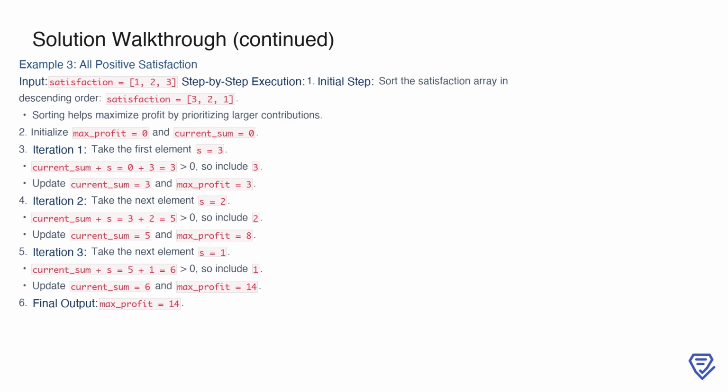In the first iteration, we take the largest value, 3. Adding it to current_sum gives 3, which is positive, so we include it. This updates current_sum to 3 and max_profit to 3. Next, we take the value 2, which brings current_sum to 5. Since this is still positive, we include it, updating max_profit to 8. Finally, we take the value 1, increasing current_sum to 6 and max_profit to 14. Since all the values contribute positively, the loop completes, and the final output is a max_profit of 14.